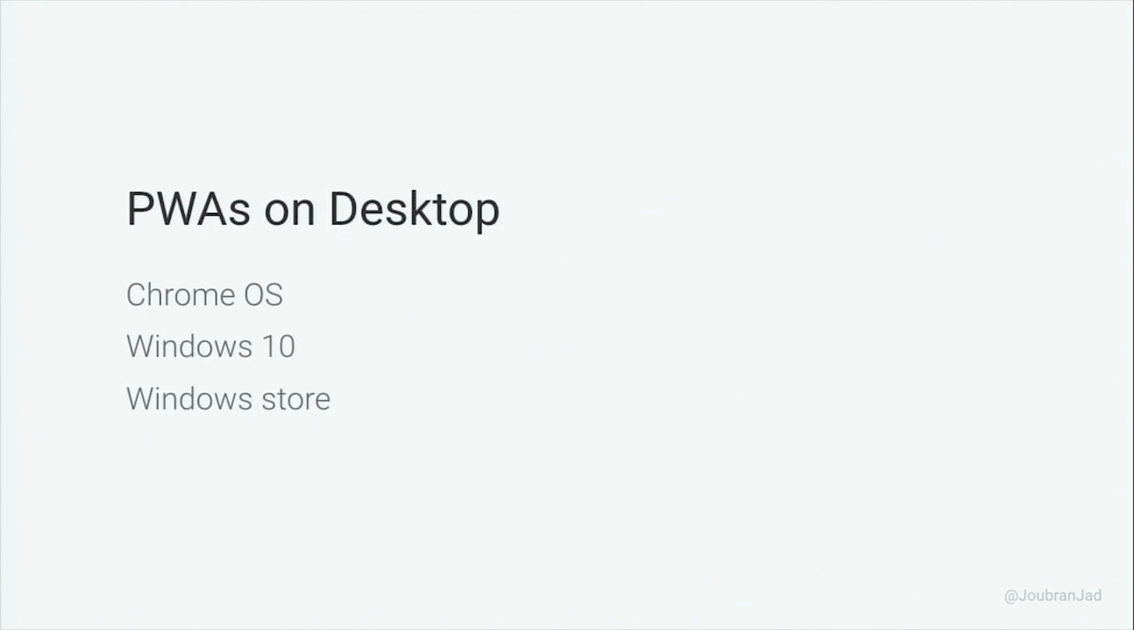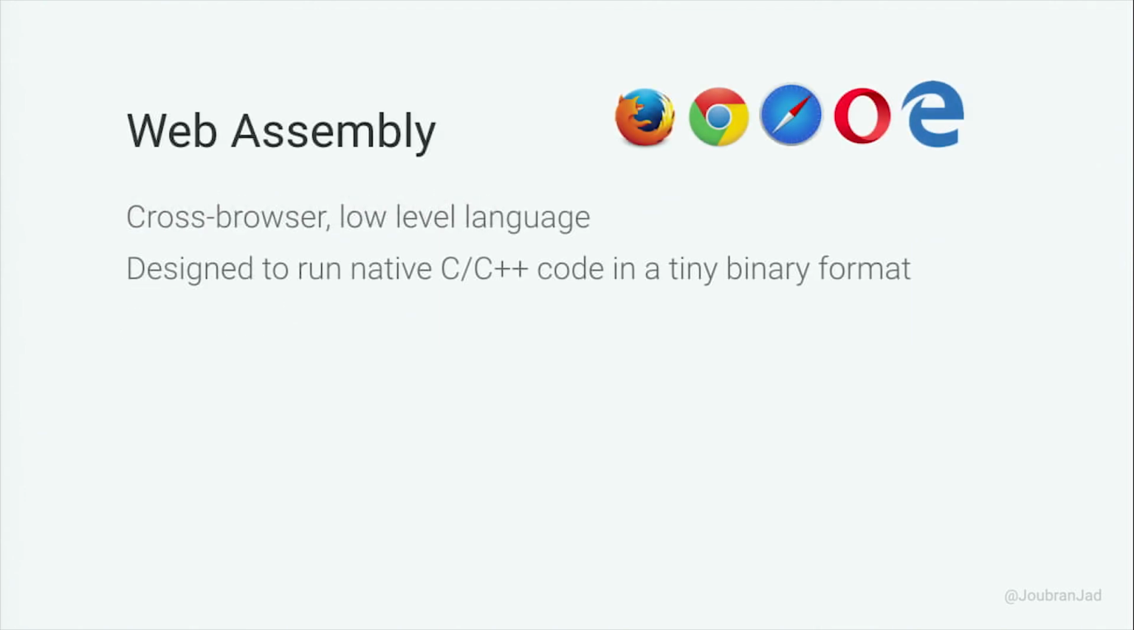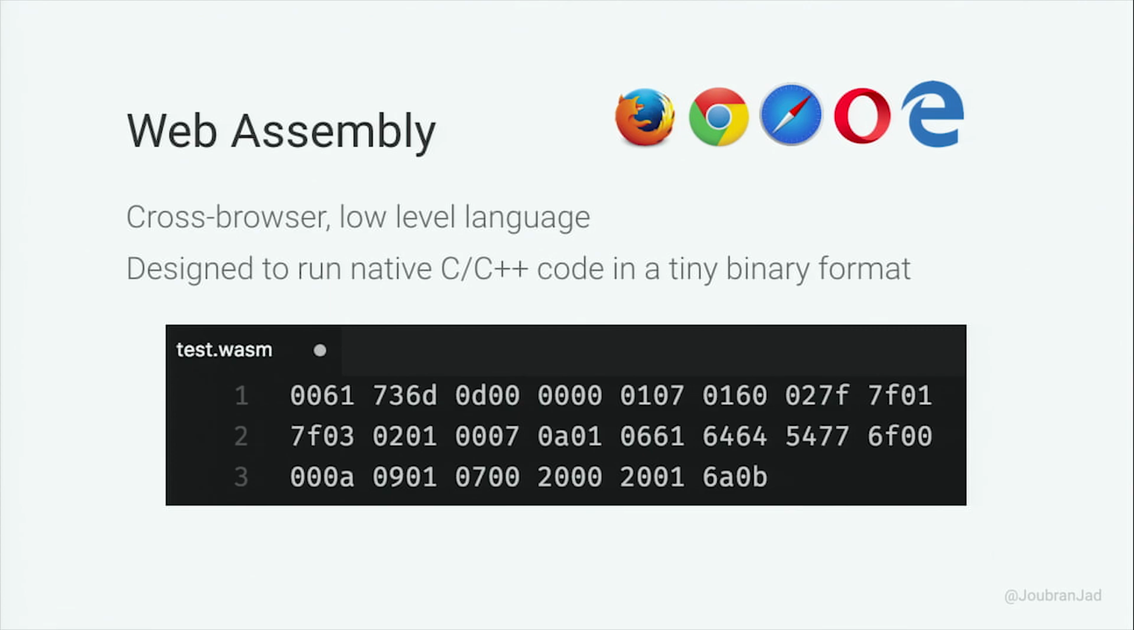And how many of you have heard of WebAssembly? Great, so this is really exciting. This is a cross-browser effort. It's supported on all browsers, some of them behind the flag. So this is a new language that runs in the browser, and it's designed to run native C or C++ code. This is an example of a method called add2, which adds two numbers together. It's not the most exciting example, but let me show you.